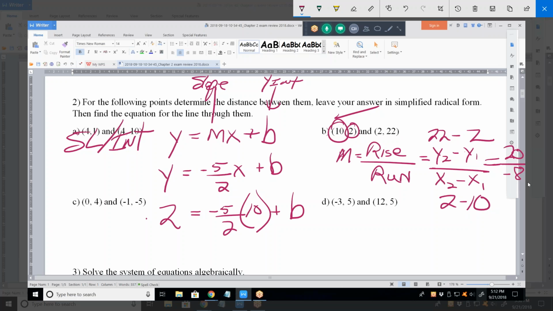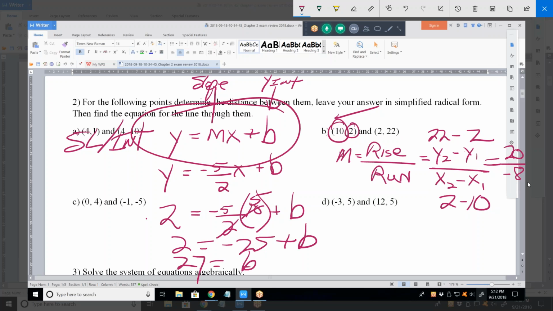And what this is going to allow me to do is figure out my y-intercept. If I do the math here, that's a 5. So I get 2 equals minus 25 plus b, which means b equals 27. Now I know everything in that. What's my final equation? So it's y equals negative 5 over 2x plus 27. Exactly. That's really the hard way to figure out the equation of the line.